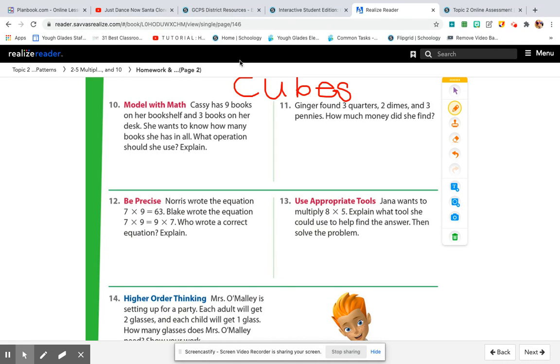Explain. Well, first thing I'm going to do is circle the 9 here and then circle my 3. I know I'm going to need those. And it looks like Cassie has 9 books on her shelf and 3 books on her desk. She wants to know how many books she has in all. What operation should she use? I'm going to underline this. That's my question. And I need to underline explain too because I have to explain myself.